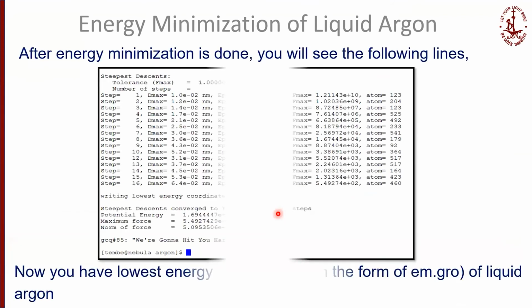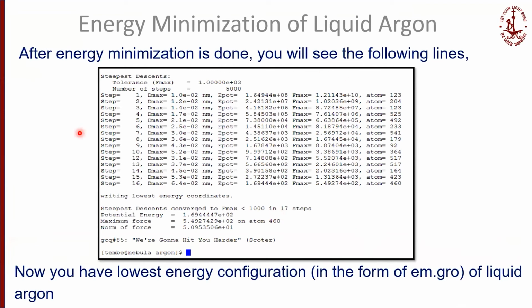Now, once your energy minimization is done, this is how it will look. Steep is the algorithm. Tolerance is what you have given, 1000 kilojoule per mole per nanometer, so 1.00e+03. Number of steps you have given 5000. See, step number 1. What is the potential energy? What is the maximum amount of force? On which atom is the maximum amount of force exerted? Here you can see your steepest descent has converged to Fmax in less than 17 steps. So it has not gone beyond 16 steps.